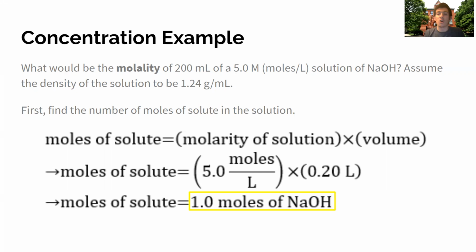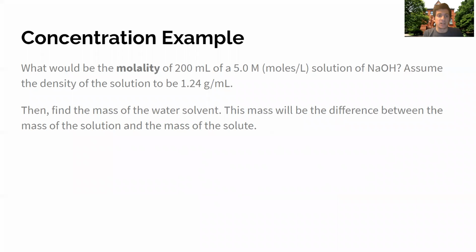Now we need to go ahead and solve for the mass in kilograms of our solvent. Using the definition of molality, find the mass of the water solvent. This mass will be the difference between the mass of the solution and the mass of the solute. You have your whole solution, which has a mass we can find, and the mass of the solute, another mass we can find. If we take the difference, that's going to give us the mass of the solvent. So to find the mass of the whole solution, we can use the density. Because we're assuming that's the density of the whole solution, we can rearrange the equation a bit to find the mass.